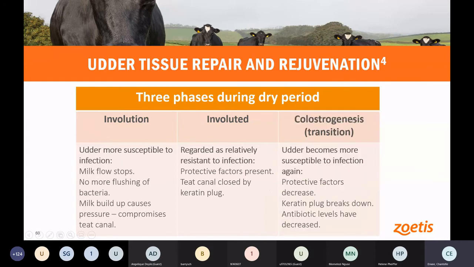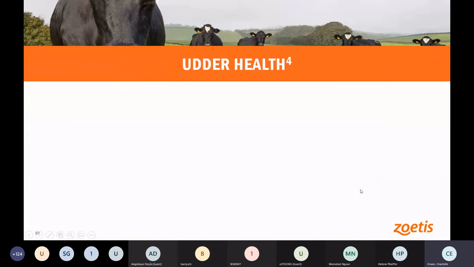And then towards the end of the dry period here, the animal becomes more susceptible to infection again, because of the fact that those protective factors are either decreased or they are diluted because she's starting to produce more milk again. Keratin plug might start breaking down, and depending on the antibiotic that you've used, those levels might have started to decrease below the MIC.